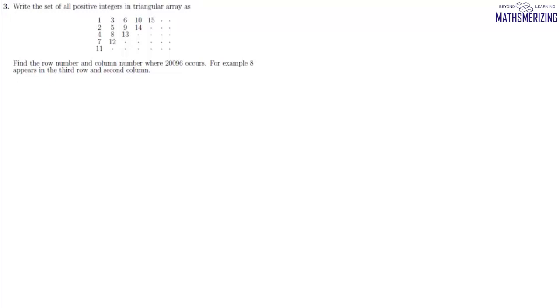Now the third question is, write the set of all positive integers in triangular array as 1, 2, 3, 4, 5, 6, 7, 8, 9, 10, 11, 12, 13, 14, 15. Find the row number and column number where 20096 occurs. For example, 8 appears in third row and second column. Now if we look at this first row, then here we have 1, this is 3, this is 6, 10, 15, which is nothing but the sum of n natural numbers. For first row, first column, this is 1. For first row, second column, it is 1 plus 2, which is 3.